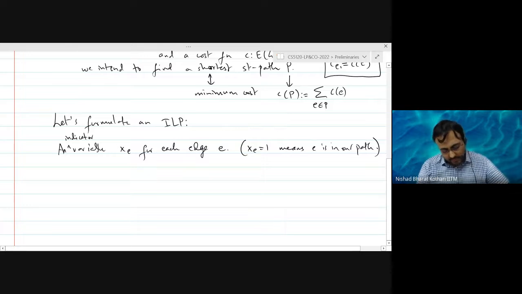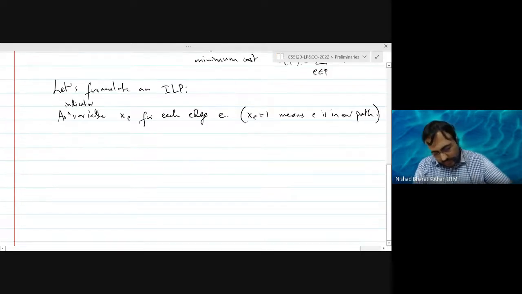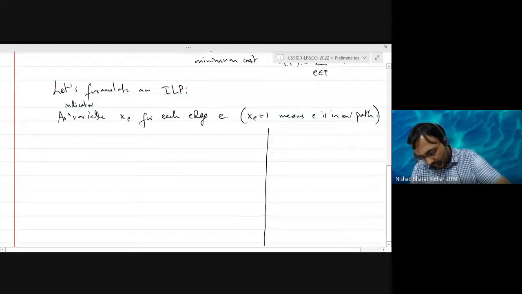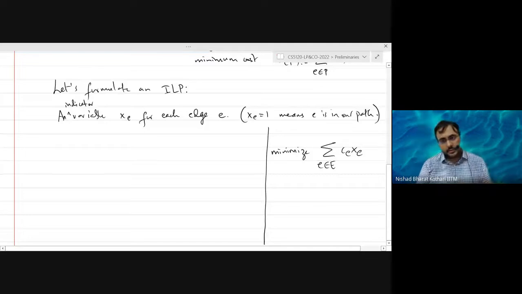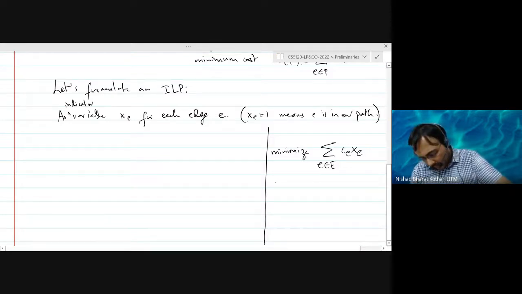Okay, so that's the variables. Now the objective function is quite clear. I'll start writing the ILP on the right side. We want to minimize the summation of C_E X_E over all the edges of the graph, right? And we need to figure out the constraints.